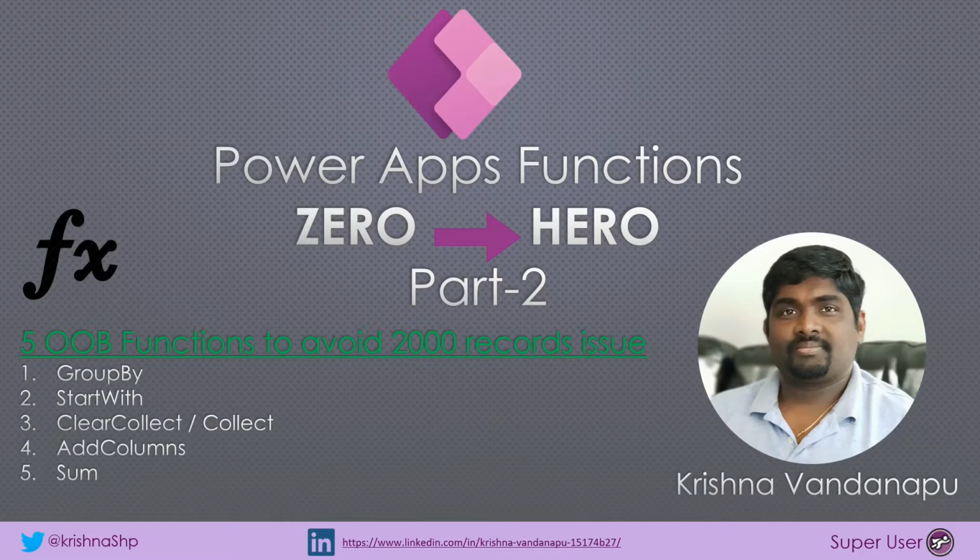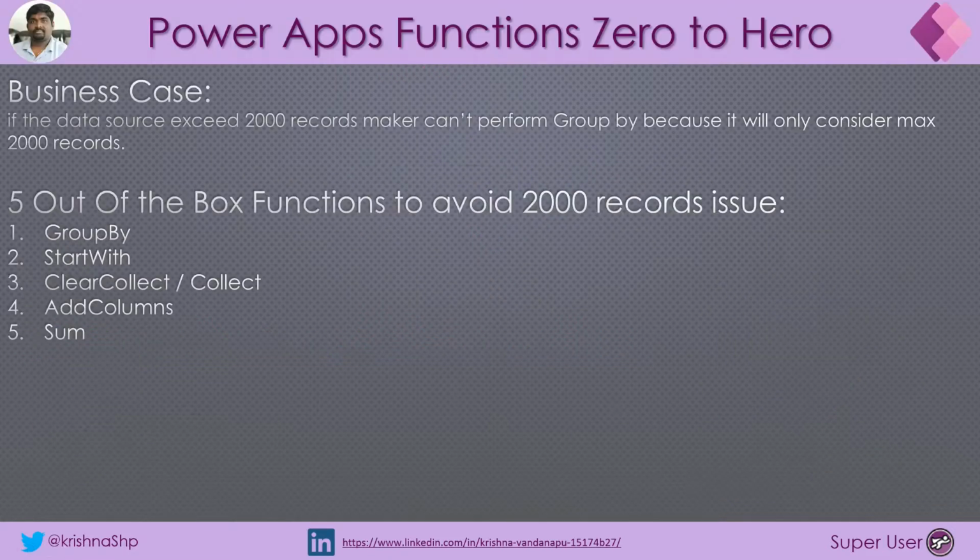Let us see each and every function, how we are going to use them and how we can avoid this 2000 records issue. The business case for this video is, if the data source exceeds 2000, the maker cannot perform GroupBy because it will only consider a maximum of 2000 records. We know that Power Apps has a limitation of reading a maximum of 2000 records. And these are the out of the box 5 functions I'm going to use to avoid the issue.